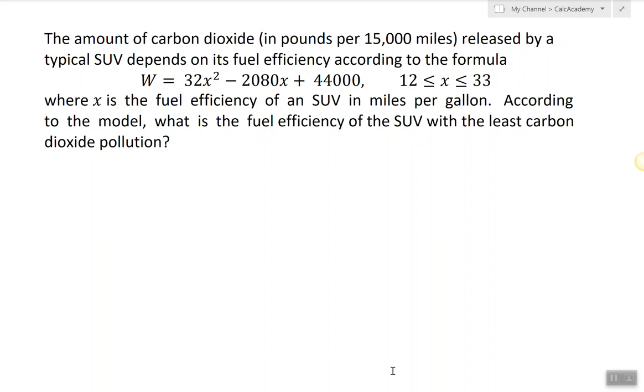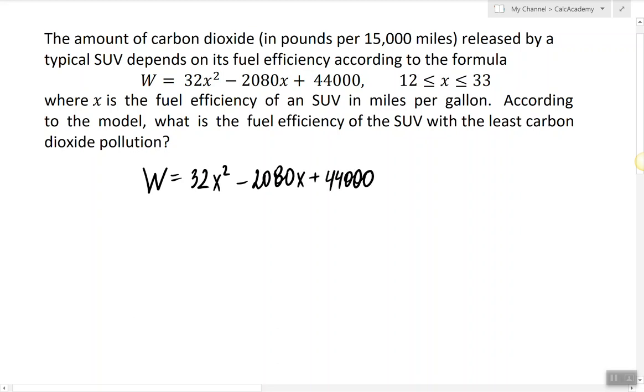dioxide pollution? So first of all, let's take a look at the equation and see what we can learn about this model just by looking at the equation. So this is a quadratic model and it's written in standard form, and immediately we can attach a meaning to the number 44,000. So this is the amount of carbon dioxide when there are 0 miles per gallon.